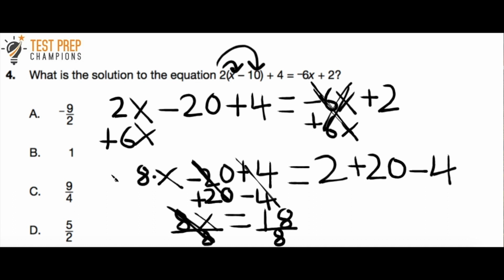The easiest way to do this is, since we've got 2 even numbers right here, we can just divide both the top number and the bottom number by 2. So let's do that. What's 18 divided by 2? That's going to give us 9. And 8 divided by 2 gives us 4. So now our fraction is in simplest form. So x equals 9 over 4, and that is answer choice C. So C is the correct answer.